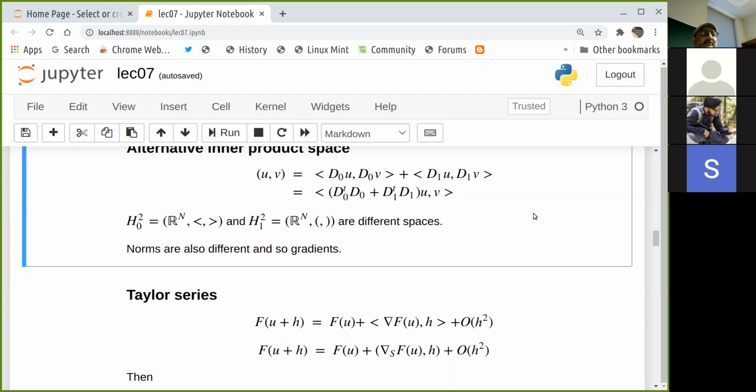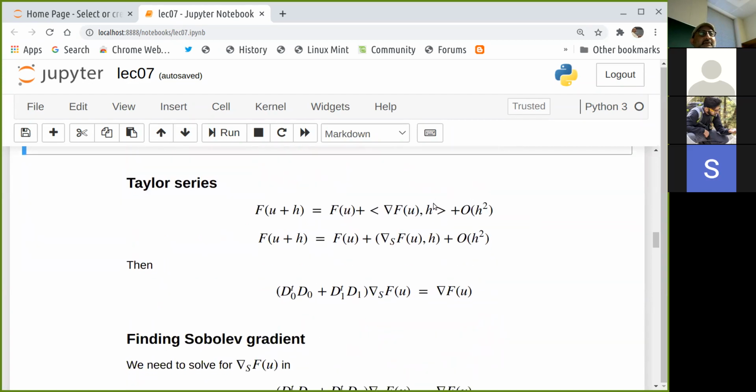Okay, so once again, let's do the Taylor series. When we did the Taylor series before, it was f of u plus h equals f of u plus the inner product of the gradient with h plus terms of order h squared. So in this new space, it's the same thing. It's f of u plus the new inner product. Before I was using the nabla symbol, now I'm going to use nabla sub s for the Sobolev gradient in this different inner product space, right? Because in general, it's going to be different than the other one. So the inner product of the Sobolev gradient with h plus terms of order h squared.